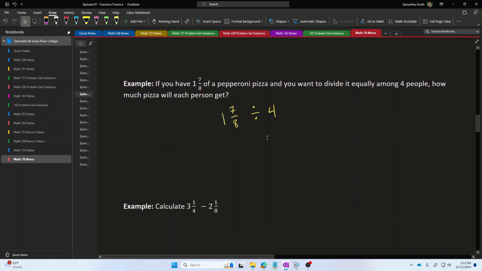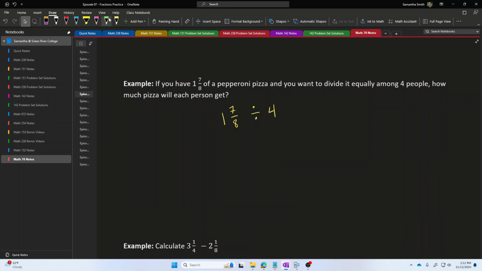So the first thing that I'm going to do to complete this calculation is to rewrite this mixed number in the front so that it is in the form of a single fraction with no whole number part sticking out in front. I'm going to do the whole number portion times the denominator, 1 times 8, plus the numerator, 7, and that'll give me 15. So as a fraction, this is going to be 15/8. And that's what I want to divide by 4.